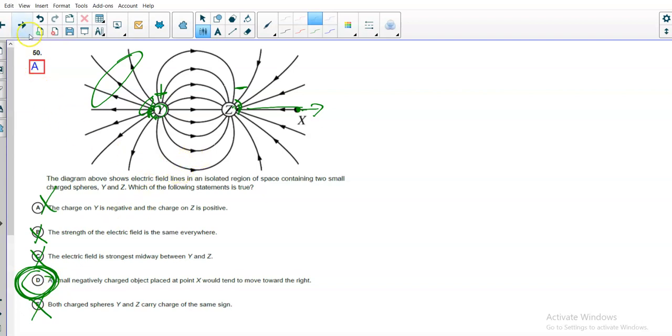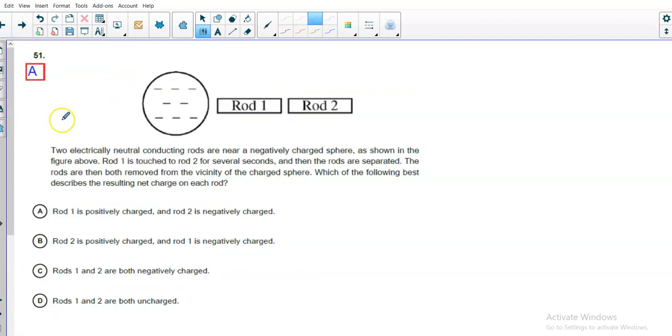Alright, 51. Two electrically neutral conducting rods are brought near a negatively charged sphere, as shown in the figure above. Rod 1 is touched to rod 2 for several seconds. So when that happens, they're going to act as one rod. While they're in contact with each other, negatives are going to pile up on rod 2, positives are going to pile up on rod 1. Then they separate them, so that means rod 1 is now positively charged and rod 2 is negatively charged.